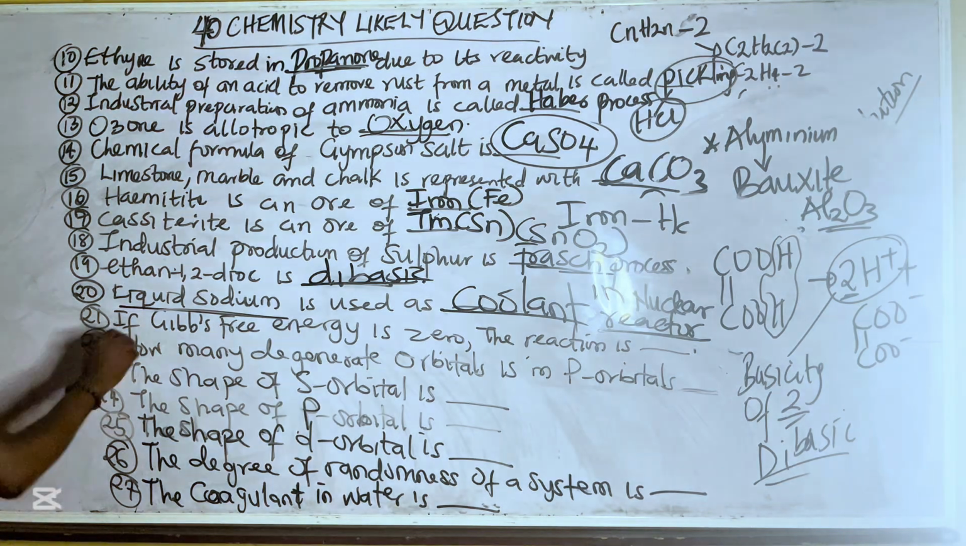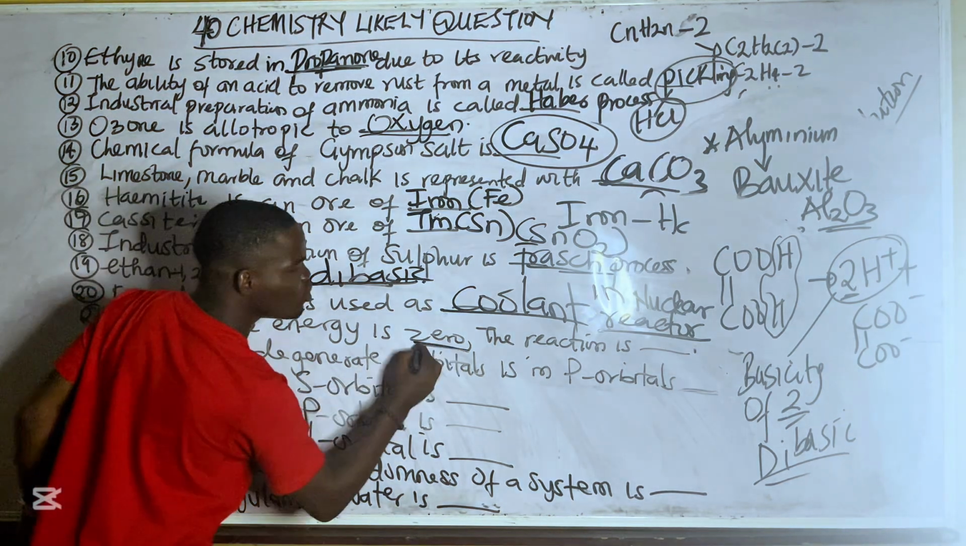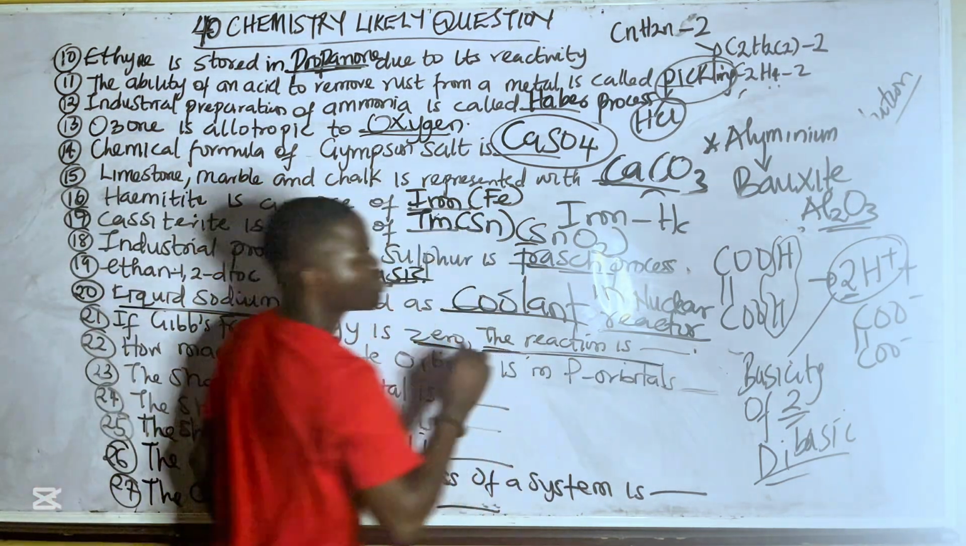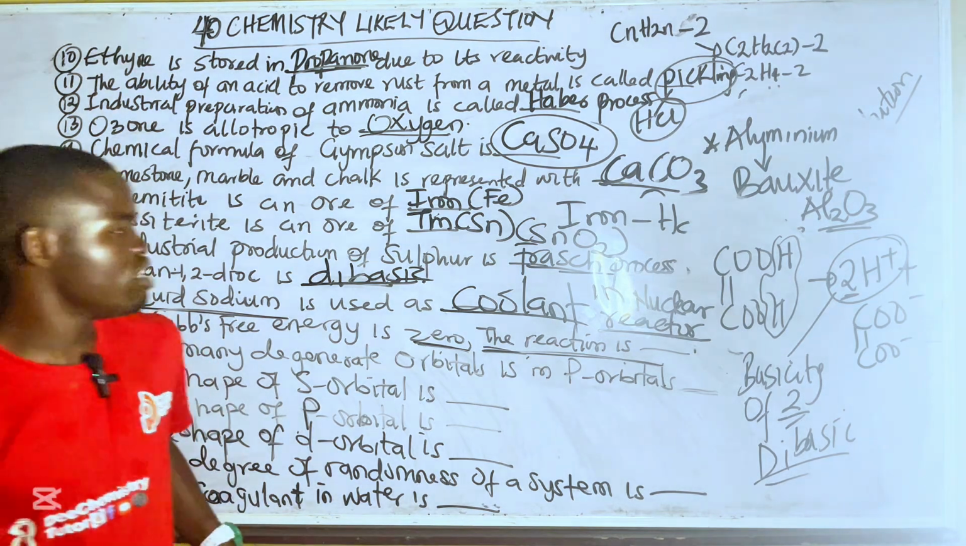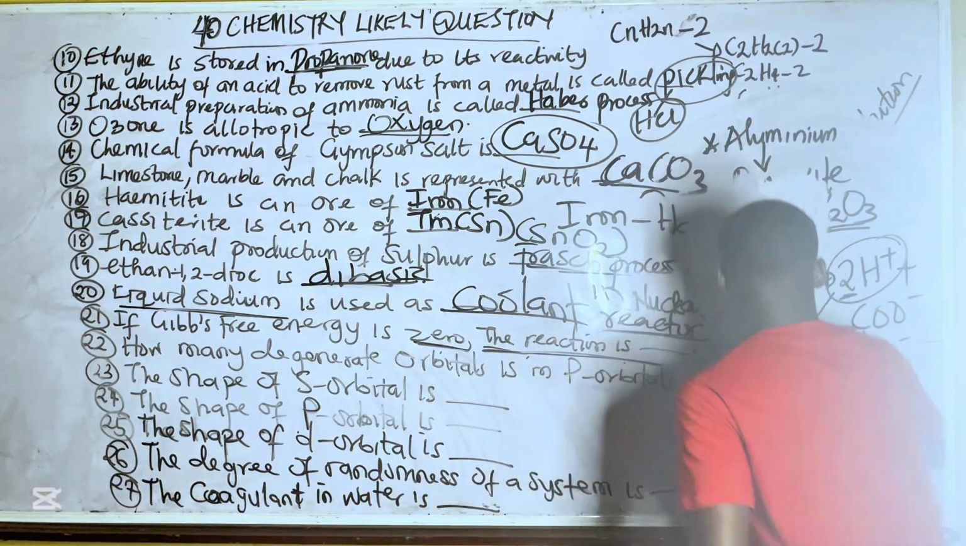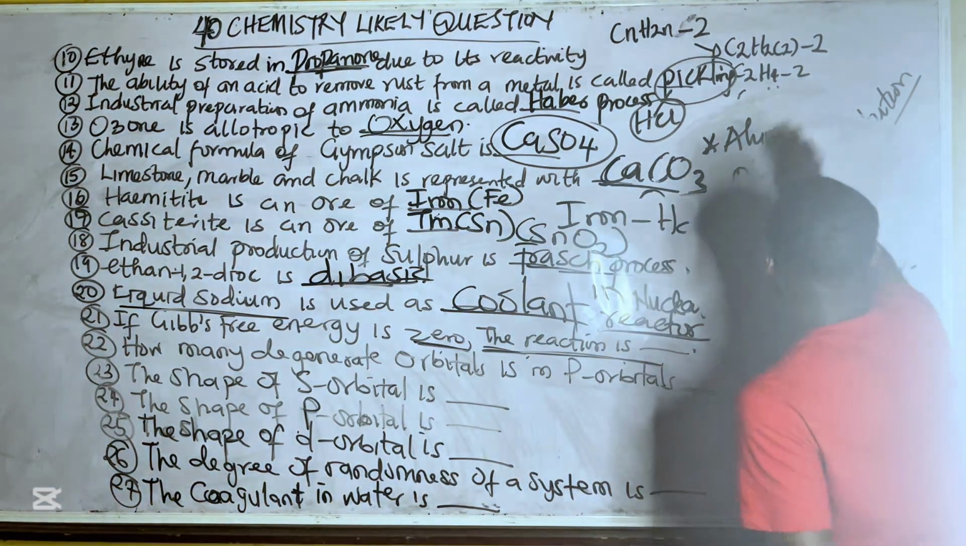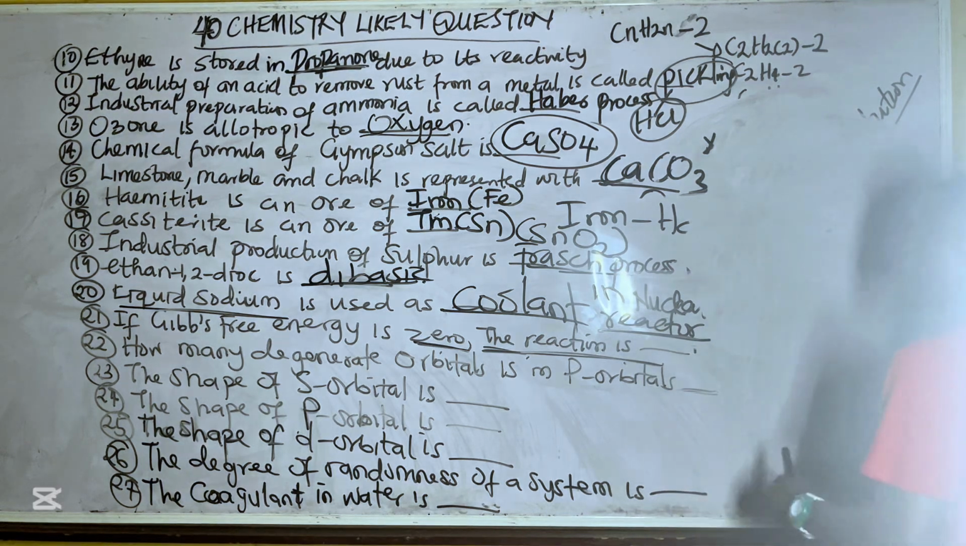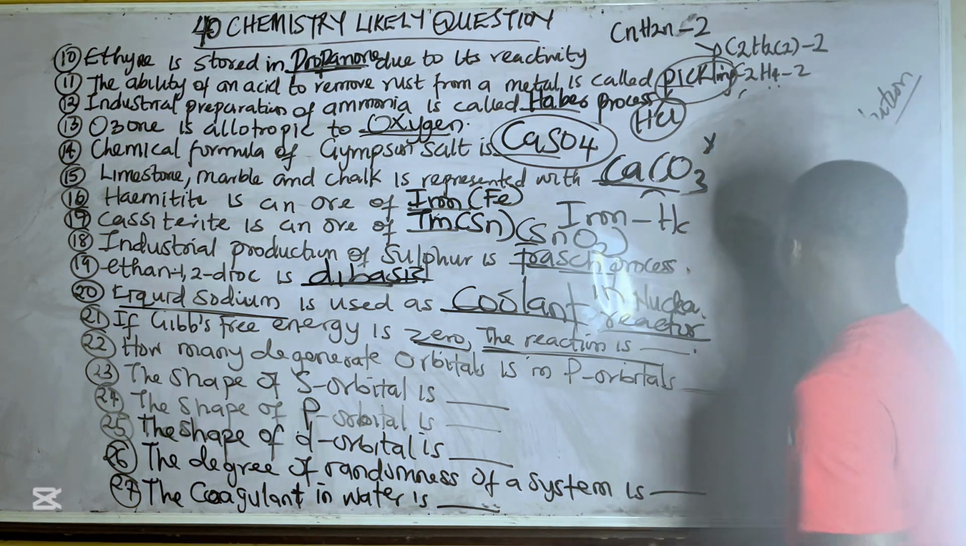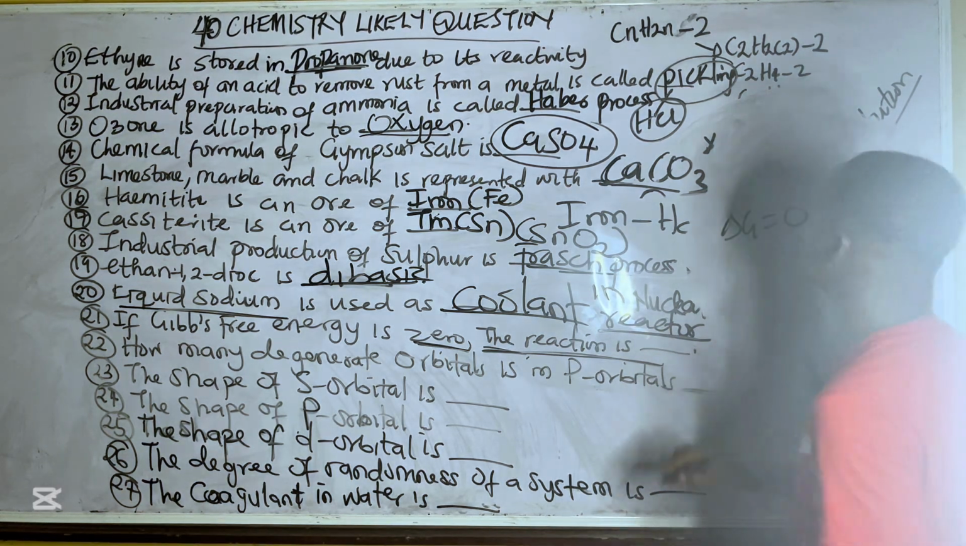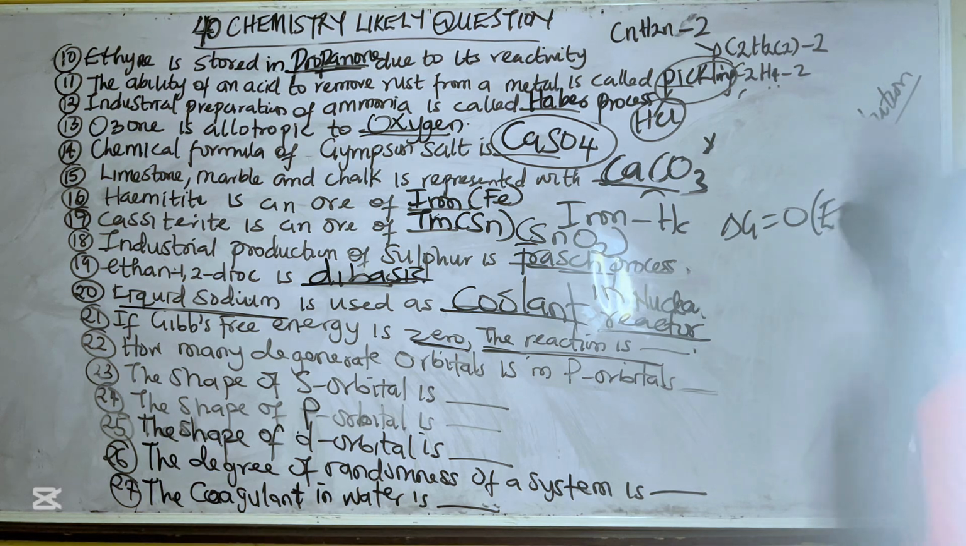Now, if G free energy is 0, the reaction is dash. You must never forget this. If the G free energy is 0, the reaction is dash. Please note, if the G free energy is 0, it shows that the reaction is at equilibrium.